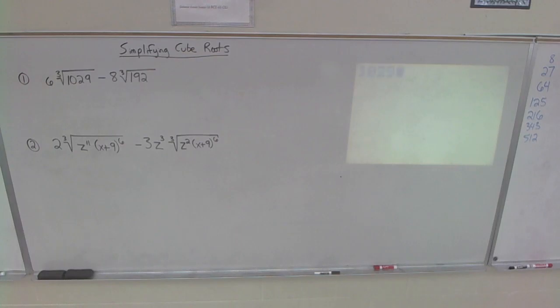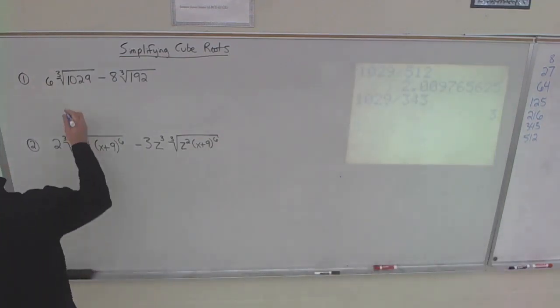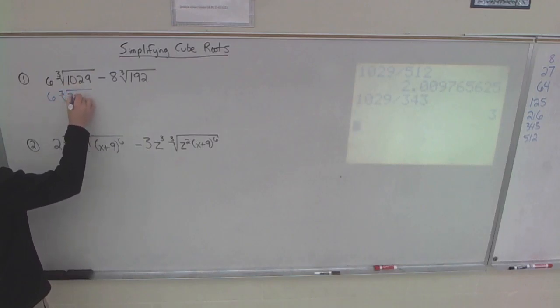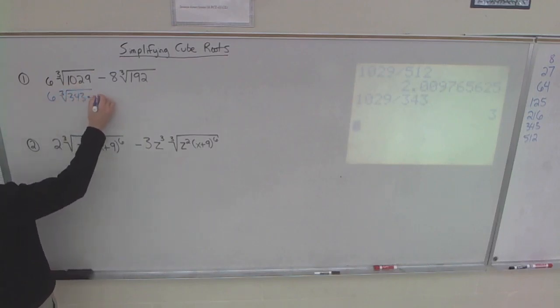Let's see, 1029. Should we try 27? No. It's totally possible. If you start with smaller numbers, though, you might end up having to do it again, is the problem. So I would start with bigger numbers, like 1029, 512. Does that go in? No. You guys said which one went in? 343. Okay, 343 goes in. Great. So this we're going to write as 6 cube root of 343 times 3.